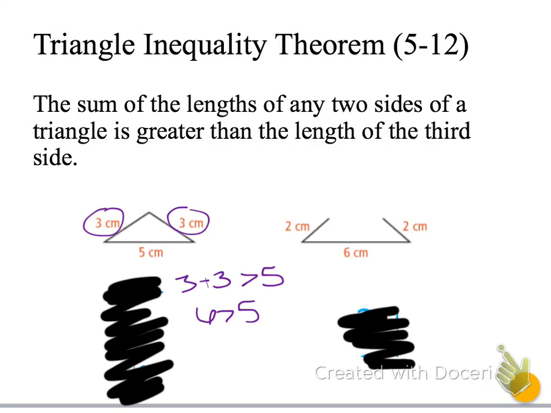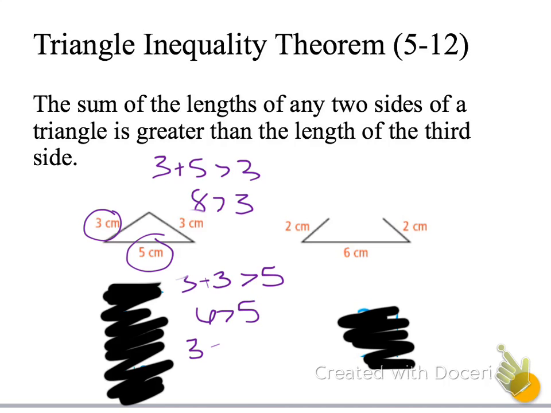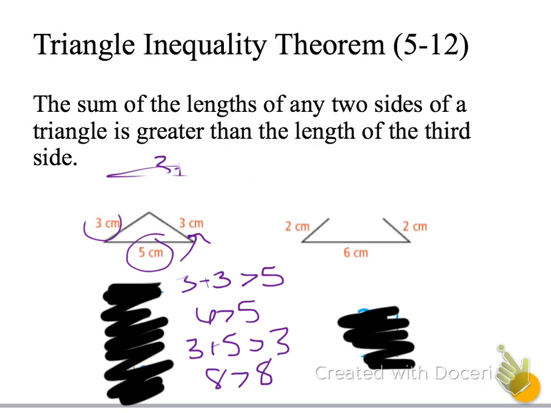So that one works. So now let's pick two different sides. So we're going to do 3 and 5. So 3 plus 5 should be greater than that last side, so 3. So 3 plus 5 is 8. So that is true. Now let's do our last one. So this 3 and this 5. So 3 plus 5 should be greater than that last side, so 3. 3 plus 5 is 8. 8 is greater than 3. So we know that that is true. So if you add up any two side lengths, it should always be greater than that third side length.